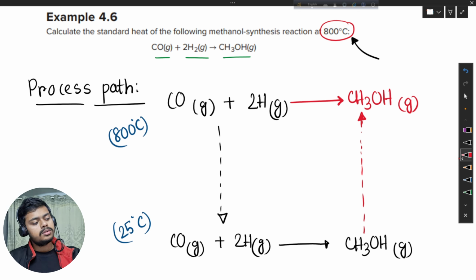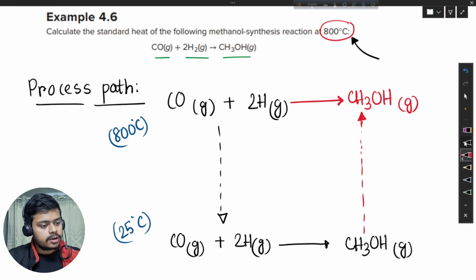First of all, we're going to cool down the reactants from 800 degrees Celsius to 25 degrees Celsius. Why did we do that? Because only at 25 degrees Celsius do we know how to calculate the heat of reaction of any chemical reaction. So that's why we're cooling the reactants, and then we perform the chemical reaction at 25 degrees Celsius, and after the formation of the product, we take the product and elevate it up to 800 degrees Celsius, and then our proposed reaction is complete.